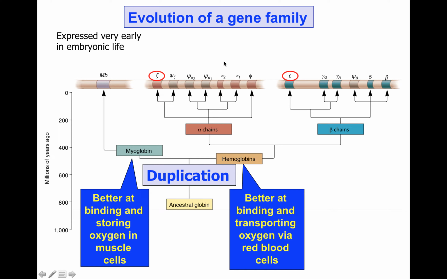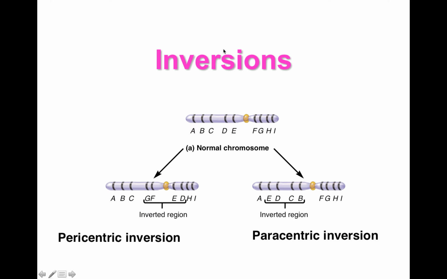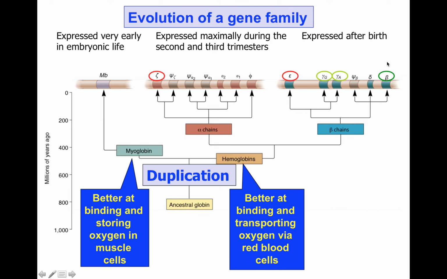And that led to the formation of these families of hemoglobins, the alpha chains and the beta chains. They have versions that are expressed early in embryonic life, and then later down the genetic locus, we have versions of the beta chains that are expressed during the second and third trimesters of embryonic development. And then finally, we have versions of the beta chains that are expressed after birth and into adulthood.